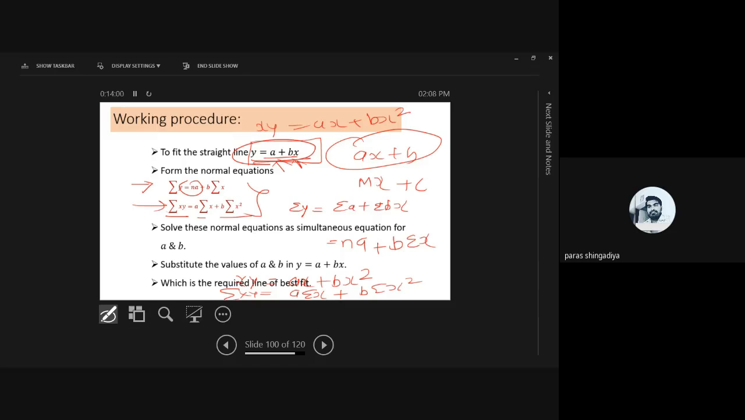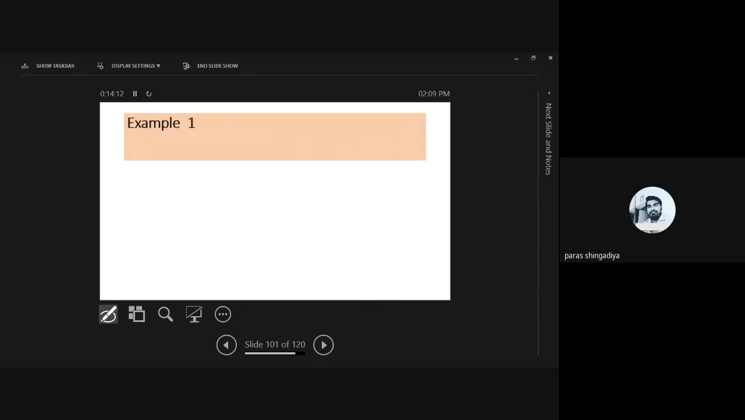Okay, so we have to solve both. We will revise today also how we can solve it, and then find a and b, replace them in the equation a plus bx, and that is our required answer. Okay, and that will be the best fit curve for the given data.